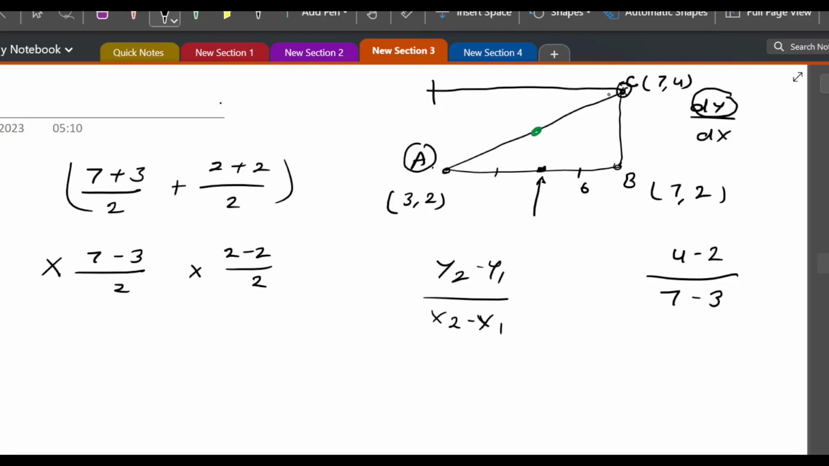Now I think it is clear what we mean by the midpoint and what we mean by gradient. To find the midpoint, we add the x coordinates and divide by 2, and we add the y coordinates and divide by 2.